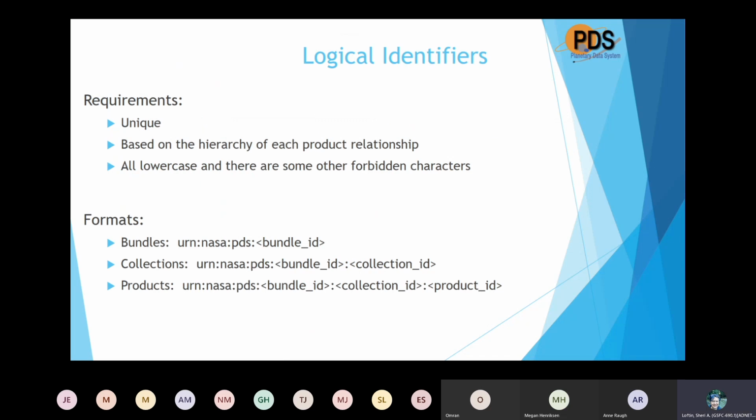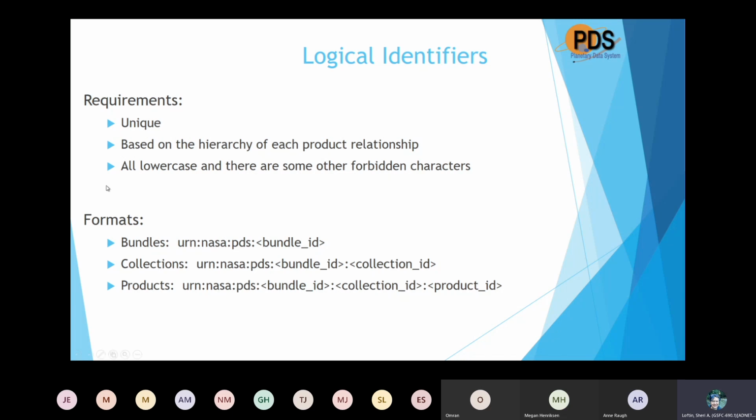And we have some requirements. So again, they've got to be unique, and they're going to be based on the hierarchy of each product relationship. And they have some limitations on what kind of characters you can use. And it's actually easier to say which characters are okay than to say which characters are forbidden. So it's going to be all lowercase letters. You can have some numbers, and you can have hyphens or underscores. So dash or underscores. But that's basically all you get. So these are going to be pretty simple as far as laying them out, nothing too complicated. It's not like the password you need for your computer systems.